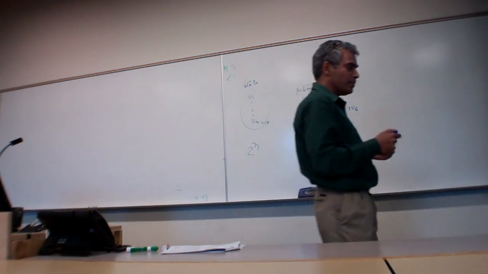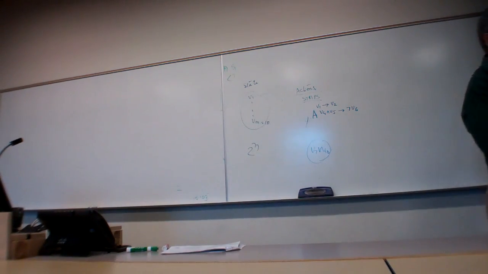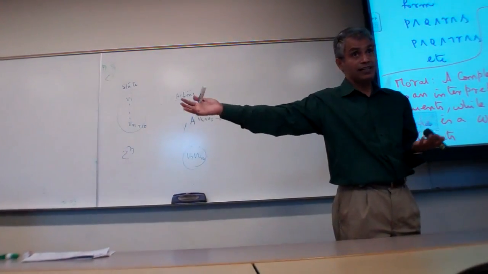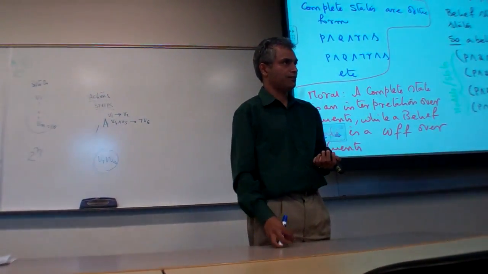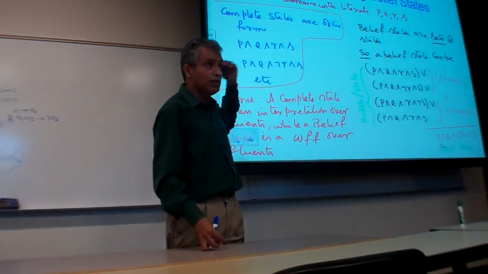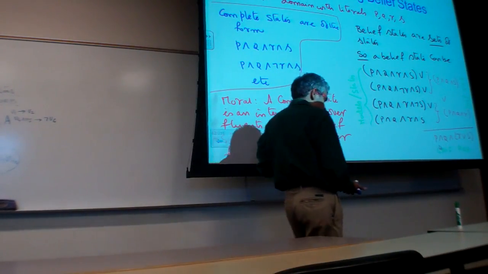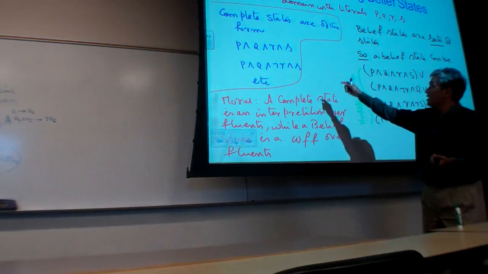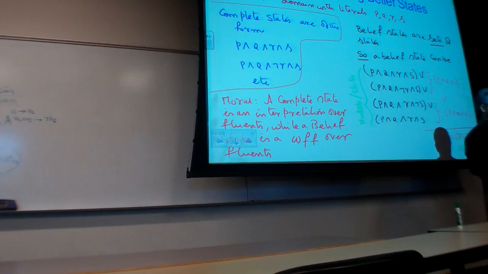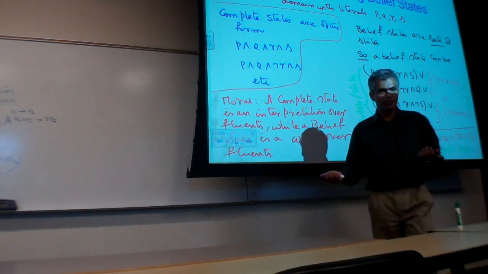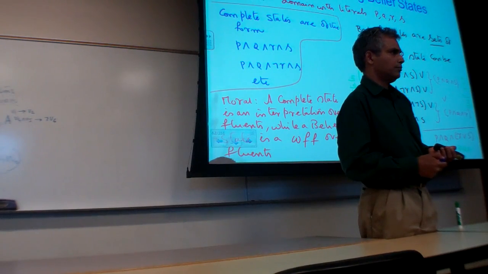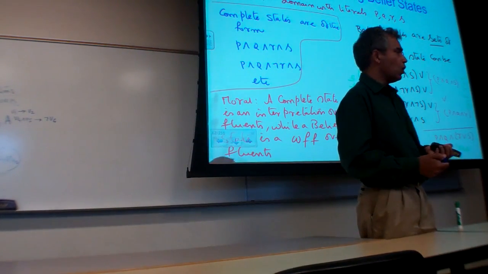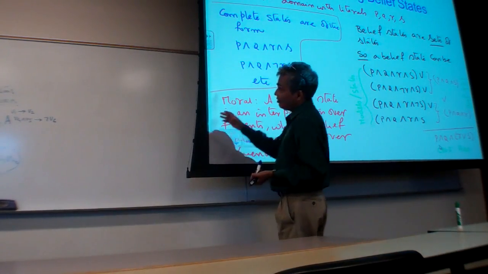In the STRIPS representation, we assume that the initial state is a complete conjunction, and the final state is an arbitrary Boolean formula. In fact, we normally assume them as partial conjunctions. Now, when we get to belief space, a belief state is a set of states. So essentially, it's a disjunction over complete conjunctions. If I have a disjunction over an arbitrary finite number of complete conjunctions, that corresponds to a particular Boolean formula.